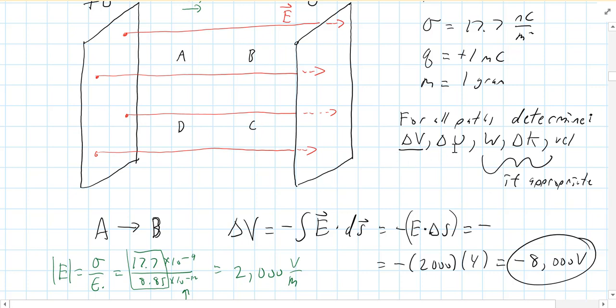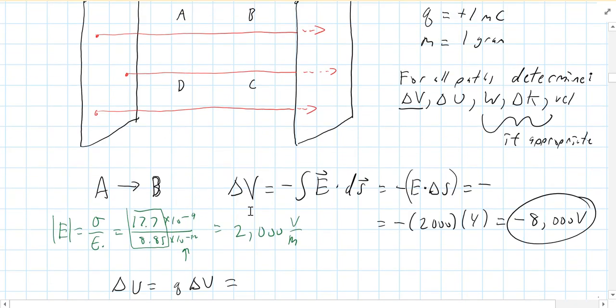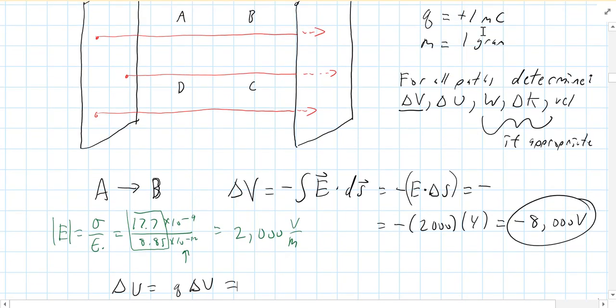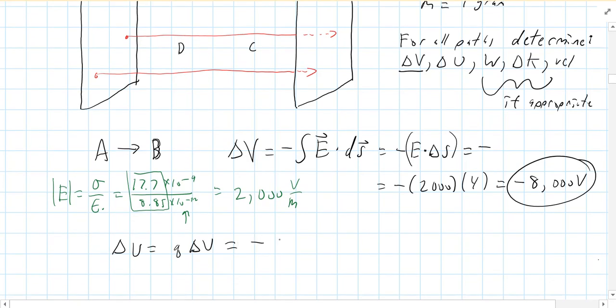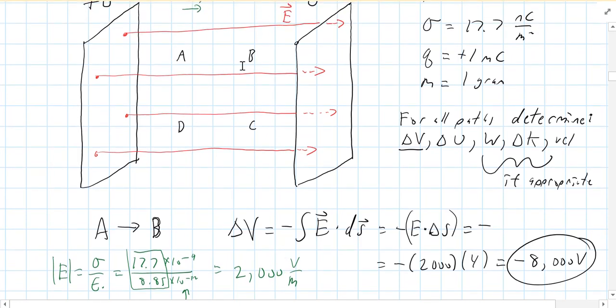All right, now delta U. Delta U is simply equal to Q delta V. Q is 1 millicoulomb, that's 1 times 10 to the negative third. If you multiply that by negative 8,000, you get negative 8 joules. So this little charge lost 8 joules of potential energy. In other words, it's falling from A to B.